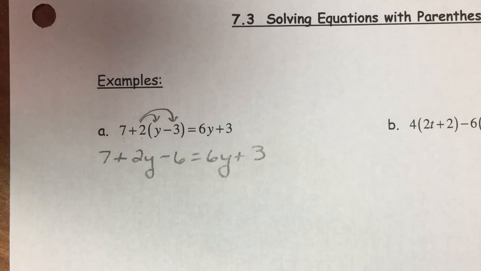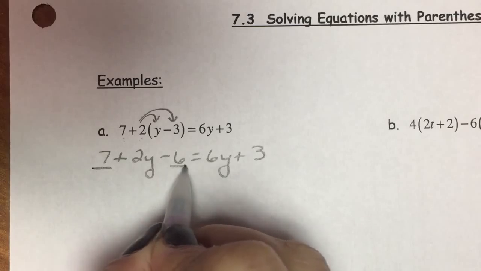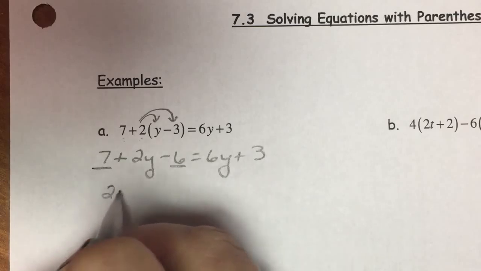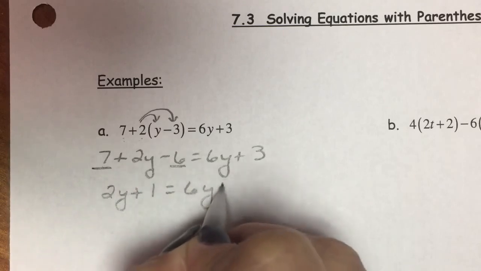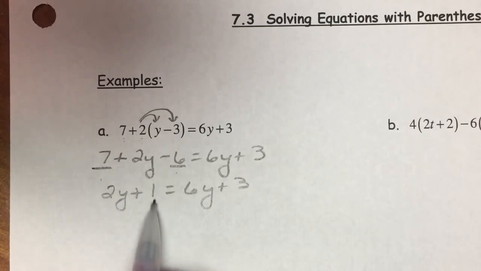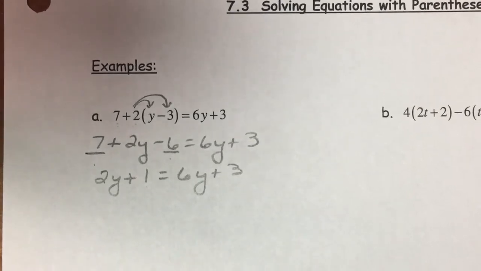Step 2 of our procedure was combine any like terms if possible. Well, look, on the left-hand side, I have a 7 and a negative 6. I can combine those to get 2y plus 1 equals 6y plus 3. So I just combined the 7 minus 6, and I got a plus 1. Okay, well now I'm right back to some equations that I had in 7.2.